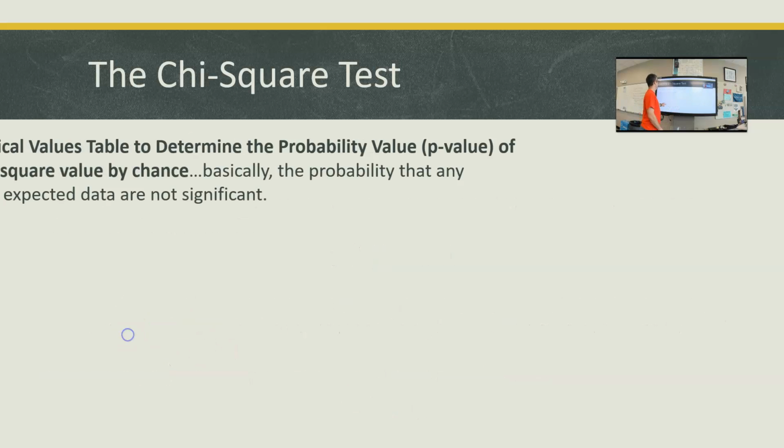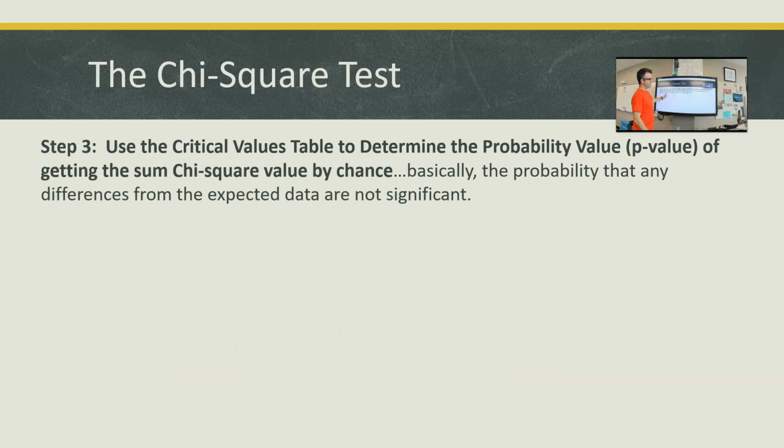Now you should have all the information you need to go to the table. There's a table in the packet. You use the critical values table to determine the probability value, or the p-value, of getting the chi-squared value by chance. Basically, it's the probability that any differences from the expected data are not significant.